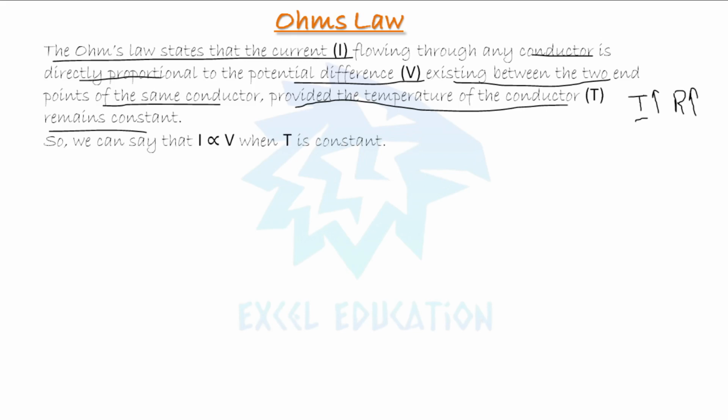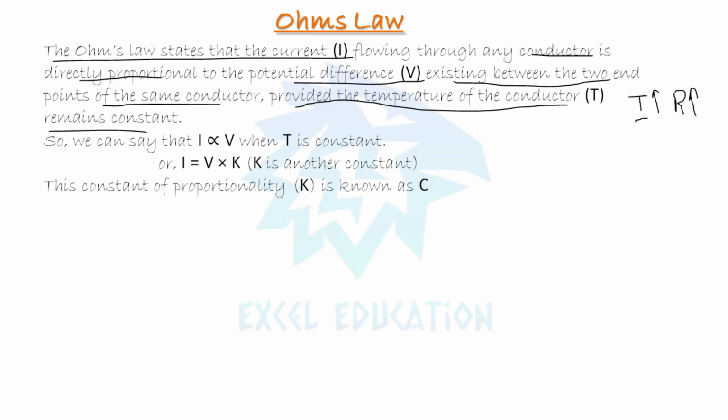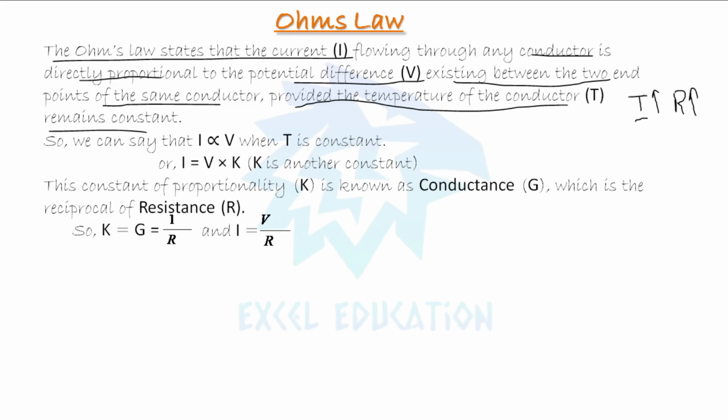So we can say that I varies as V when T is constant, or I equals V into K, where K is another constant. This constant of proportionality K is known as the conductance, which is the reciprocal of resistance. So basically current equals voltage into the conductance of the conductor, or voltage equals current into resistance. So we can say that K equals G equals 1 by R, and I equals V by R.